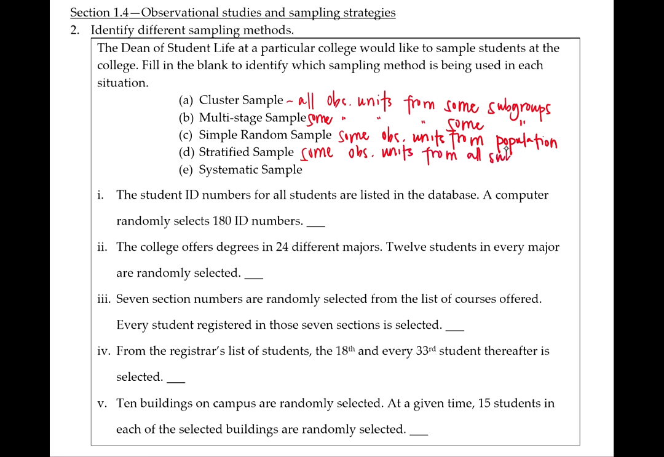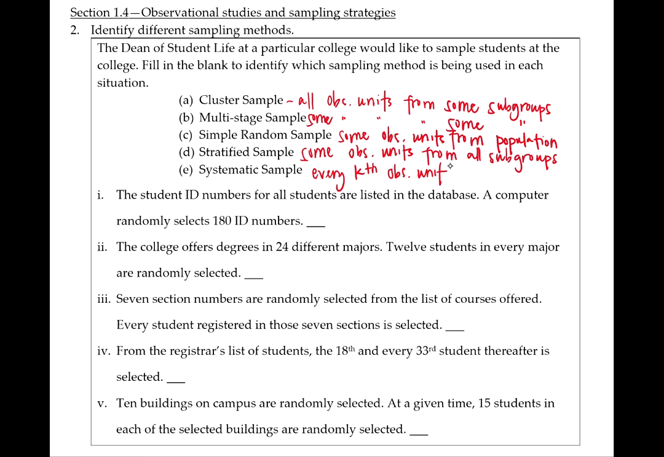So it is most common for students to get cluster samples and stratified samples mixed up. So in a cluster sample, we just select some of the subgroups and use every individual in them. In a stratified sample, we select some individuals from all of the subgroups. And then a systematic sample is usually the easiest to identify. That's where we select every kth individual or every kth observational unit. We usually start with a random number as the first person, and then we select every kth individual.